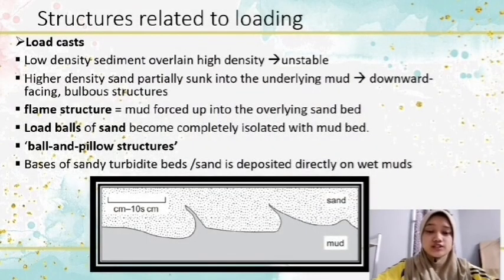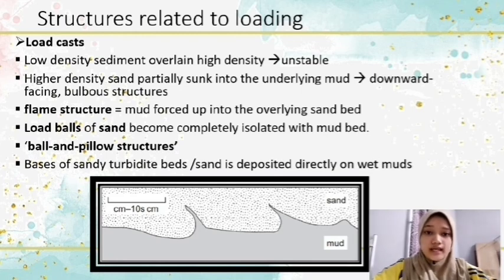Next are the structures related to loading. First is the load cast, where low density sediment happens to overlie high density sediment, which becomes an unstable situation. The load cast forms where the higher density sand has partially sunk into the underlying mud to form downward facing bulbous structures, and the mud may also be forced up into the overlying sand bed, forming flame structures.